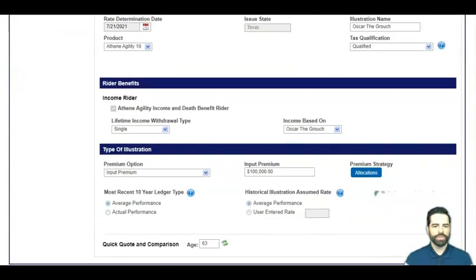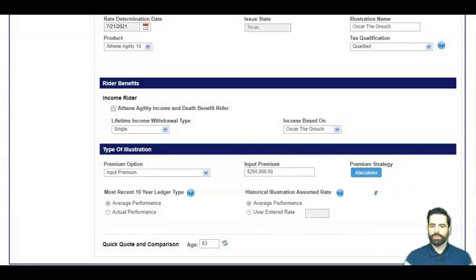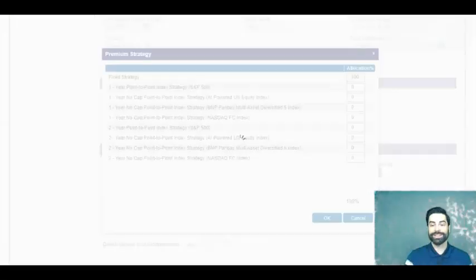The income riders are already attached. We're just going to go single life, income based on Oscar, and we're going to input the premium. Let's just say he's got $250,000 in an old 401k, so I'm going to put in $250,000. Premium strategies, here's where we go to put the allocations.